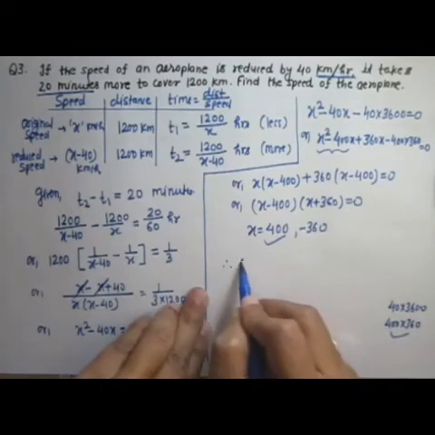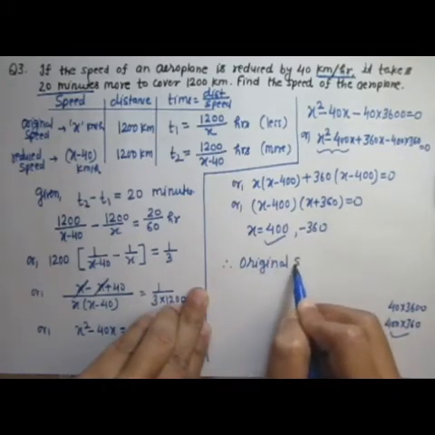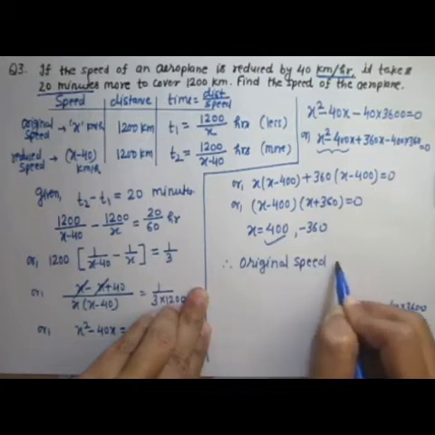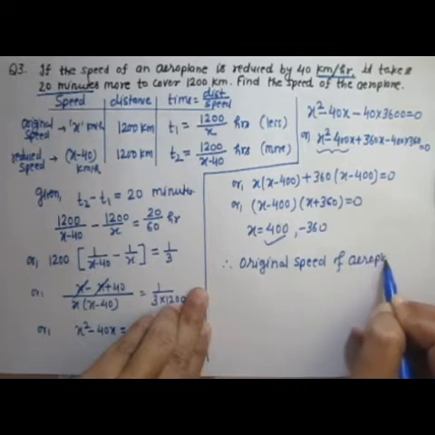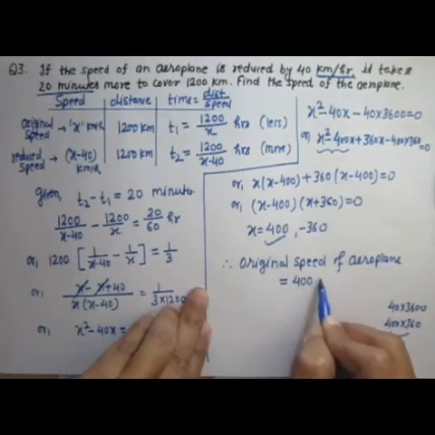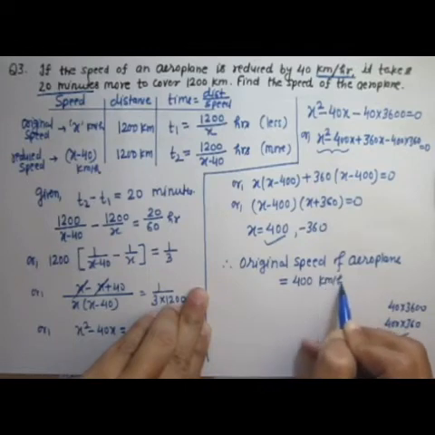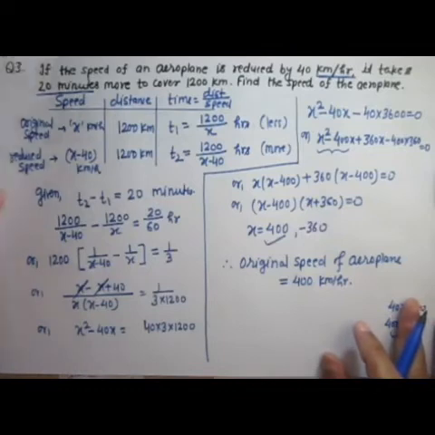Therefore the original speed of aeroplane is equal to 400, and unit will be kilometer per hour. This is question number 3.